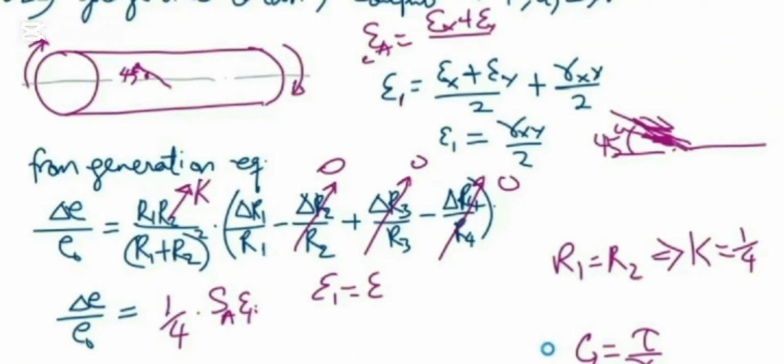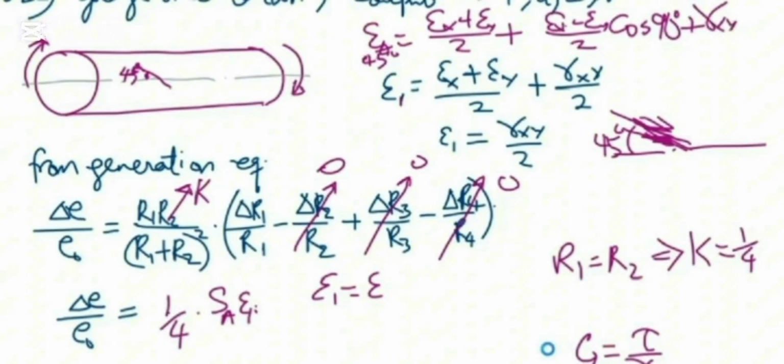In this case, it's at 45 degrees, theta is 45 degrees, over 2, plus (EX minus EY)/2 times cos 2 theta, which is cos 90 degrees, and then plus shear strain over 2 times sine 2 theta, sine 90 degrees. Are we following? Cos 90 is 0. And sine 90 is 1. So we'll end up with this equation.